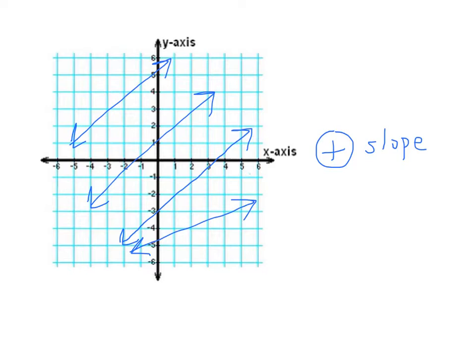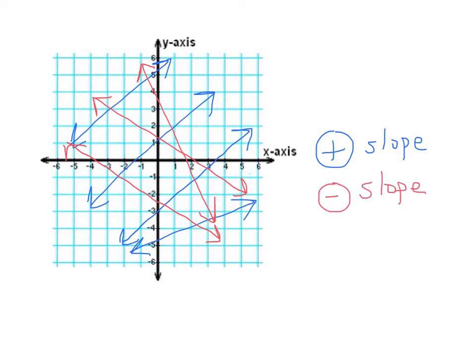At the same time, if you have lines that are going downwards from left to right, those all have a negative slope. So it's very easy to tell if a line has a negative slope or a positive slope just by taking a look at which way it is going, as you are looking at it from left to right.